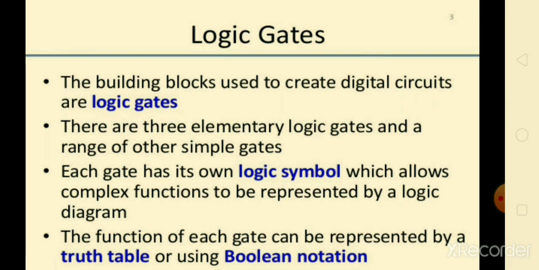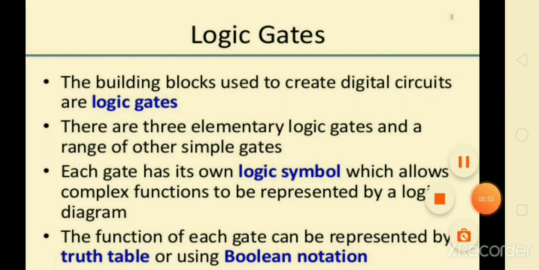There are three basic gates: AND gate, OR gate, and NOT gate. These are the simple three gates, and we can derive other gates with the help of these three gates. Every logic gate has its own logic symbol, its truth table, and its Boolean notation. So we start with our first logic gate, and I will explain one by one: what is the logic symbol, what is the truth table, and what is the logical expression.